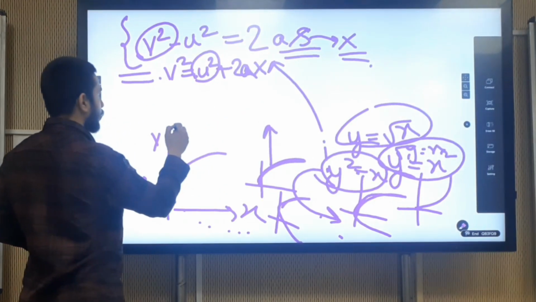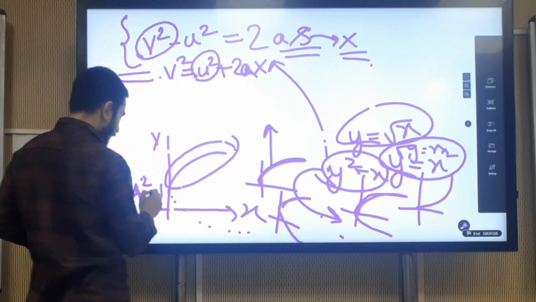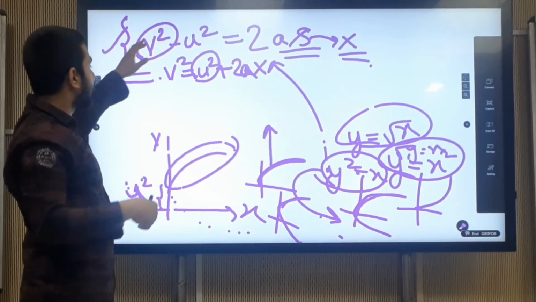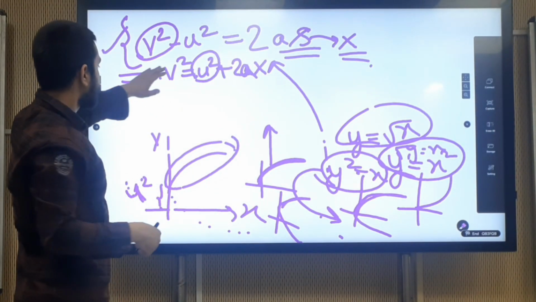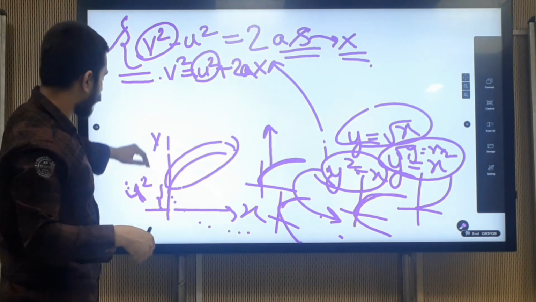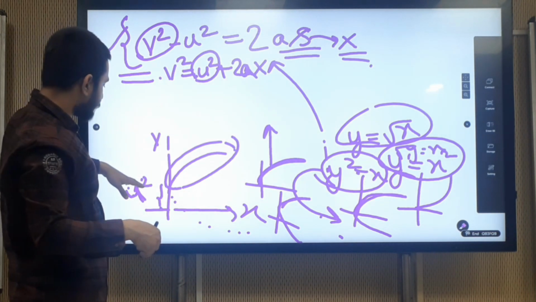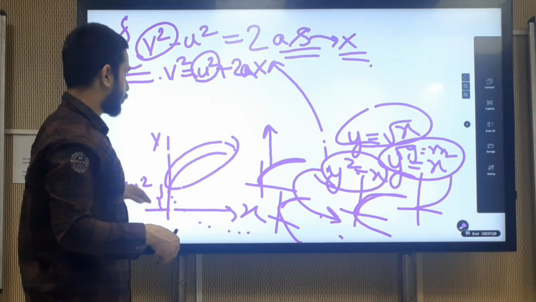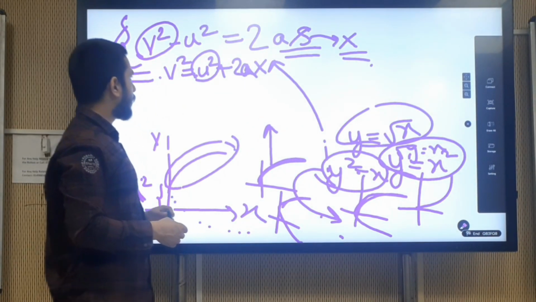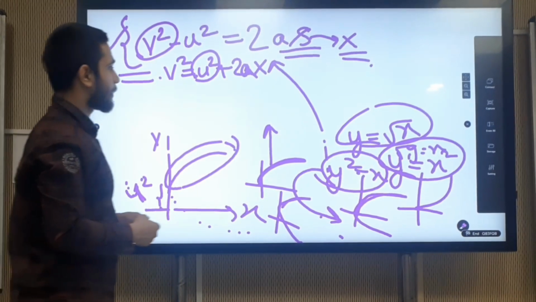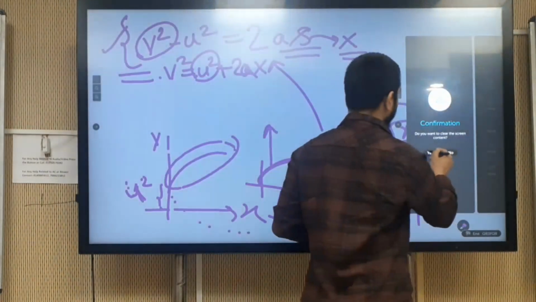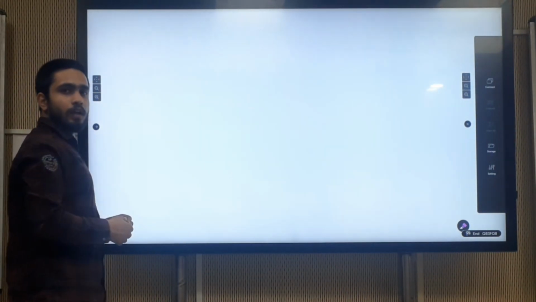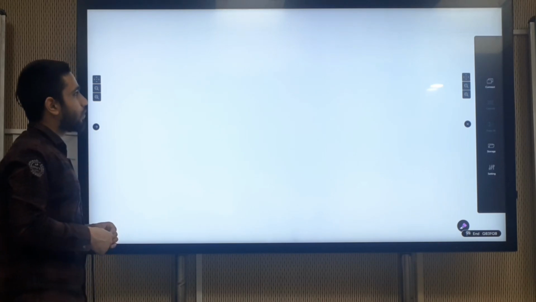The graph of v square versus 2ax is this, but if u square is added, the graph will be like this. So you have to remember this equation, v square minus u square equals 2as, and v square equals u square plus 2ax. Where u square is added, the graph shifts upward by u square. So this is how the graph is plotted. These were the graphs for different situations, and we saw how the graphs are plotted for all three equations.